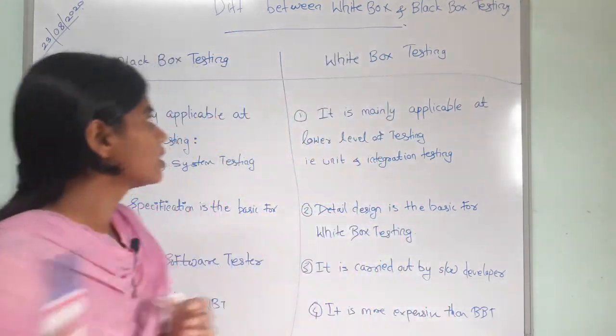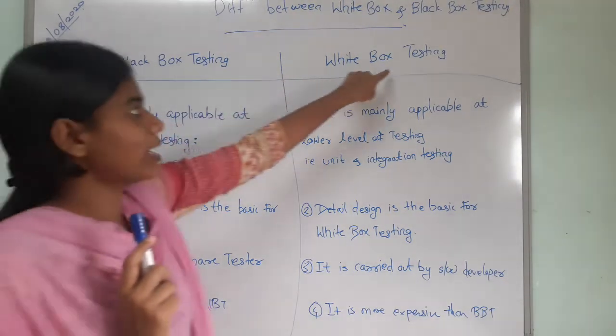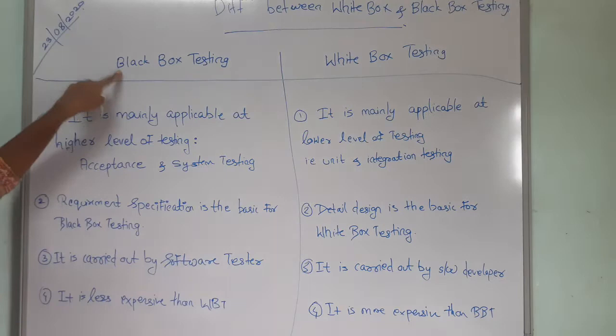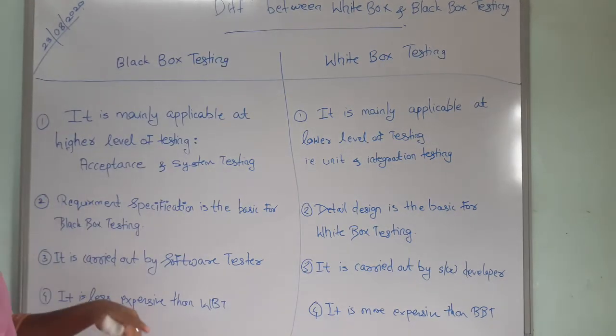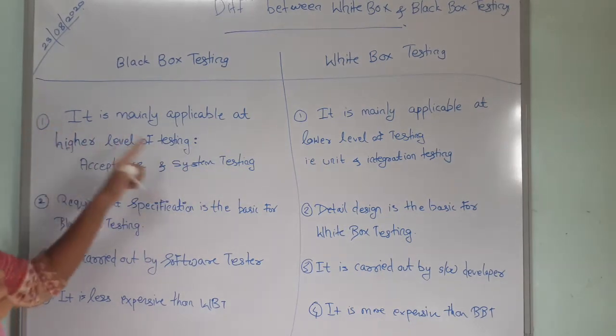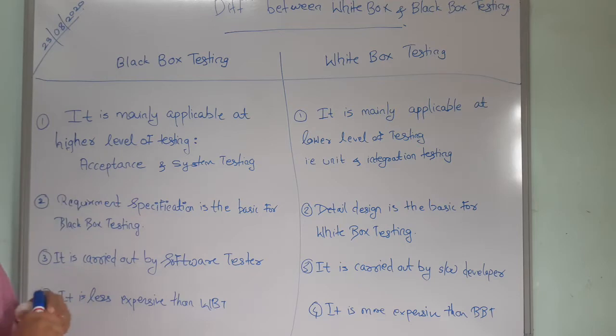Okay, so let's start with black box testing. These are the black box testing points, and these are the white box testing points. In black box testing, the first point is where it is applicable. It is applicable at the higher levels of testing. Now what are the higher levels of testing? That is acceptance and system testing.